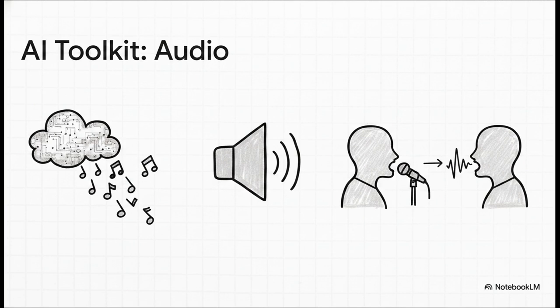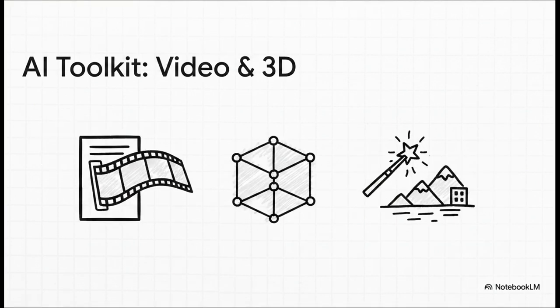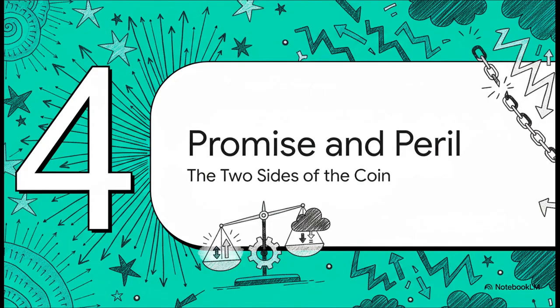Wild stuff. And now we're on the edge of the next frontier, video and 3D. You may have seen clips from models like Sora that can create short videos from just a text description. Others are being used to generate 3D models for video games or simulators, which could speed up a hugely time-consuming process.